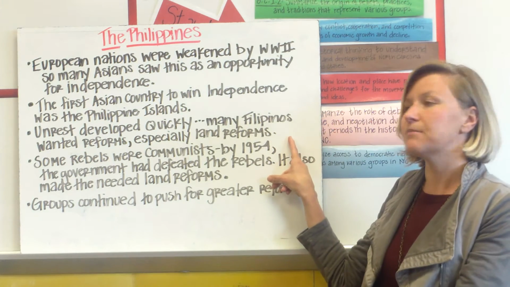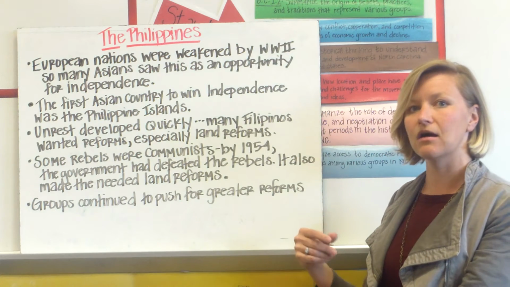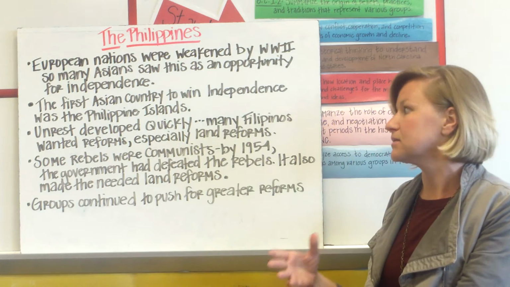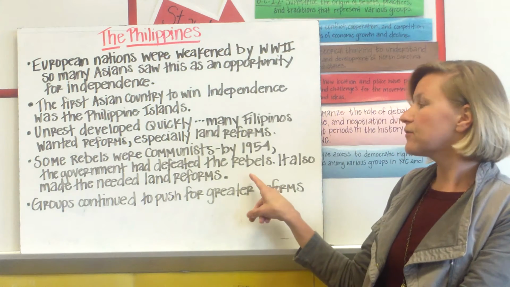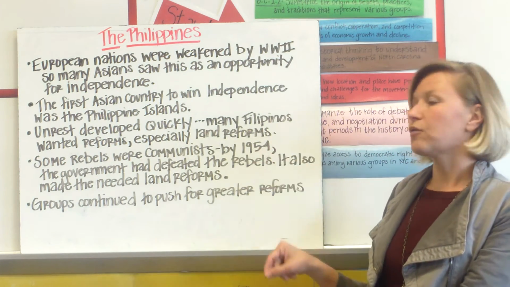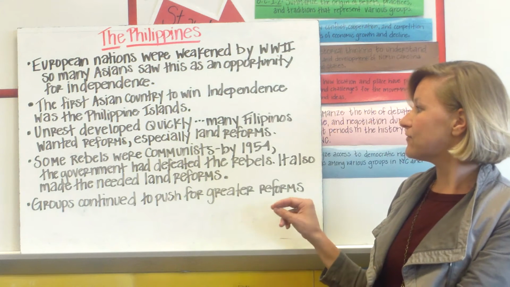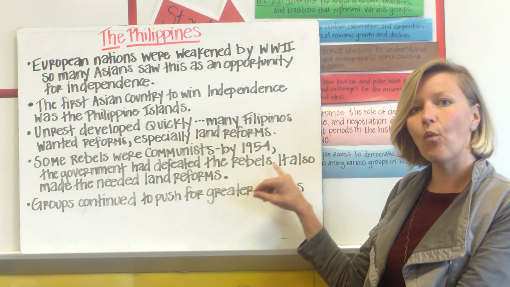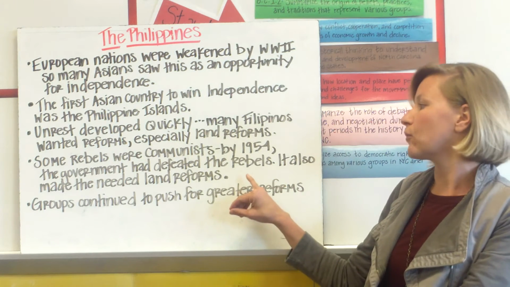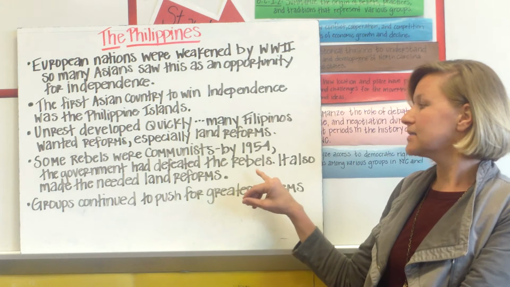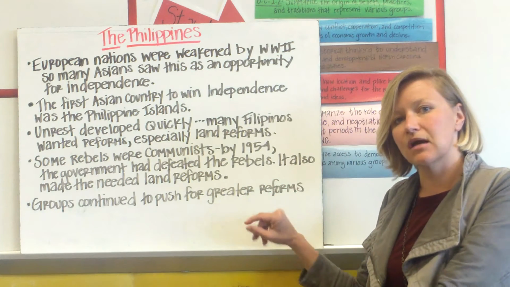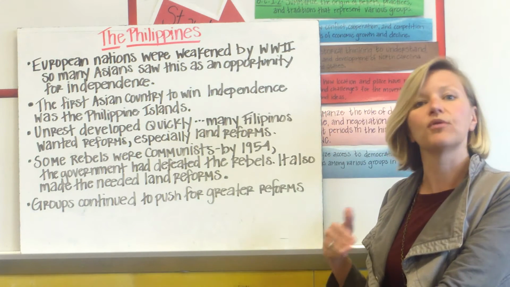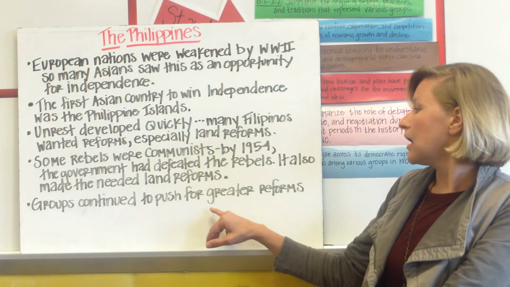Unfortunately, with that independence came a lot of unrest. So a lot of Filipinos wanted reforms, specifically when it came to their land and what to do with their land. Some of the rebels that wanted these land reforms were communists, and by 1954 the government had defeated them. And it defeated them while telling them that they were going to make these land reforms. Of course, the United States did not back these communists. So we actually fought to make sure that these people did not take control of the Philippines.